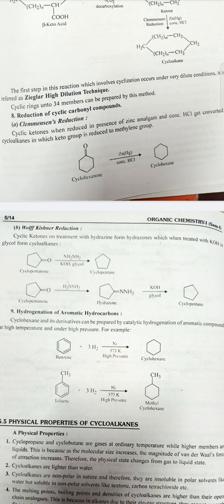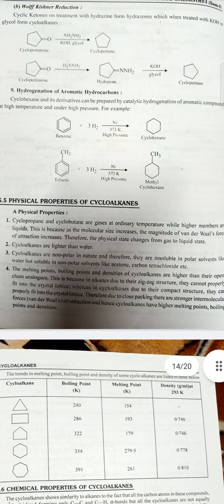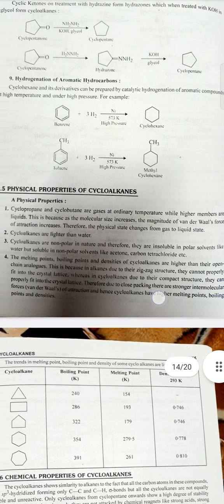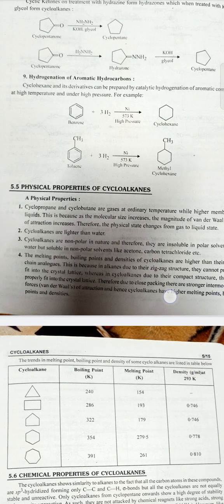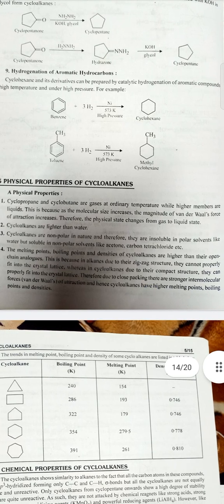Physical properties of cycloalkanes. Number 1. Cyclopropane and cyclobutane are gases at ordinary temperature while higher members are liquids. This is because as the molecular size increases, the magnitude of van der Waals force of attraction increases. Therefore, the physical state changes from gas to liquid state.